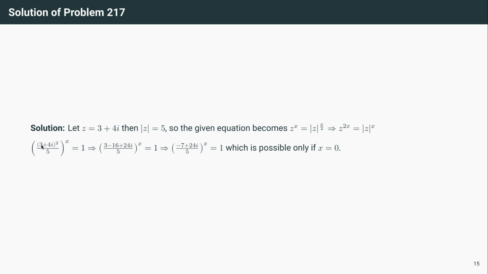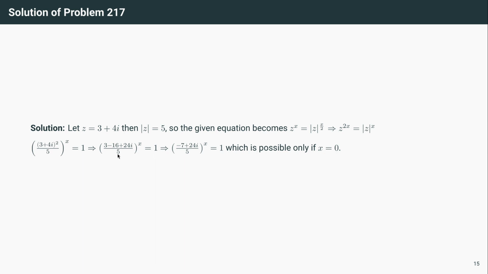So z to the power 2x is (3 plus 4i) to the power 2, to the power x. And we bring mod z to the left hand side, so we divide by 5, and 5 is raised to the power x. That is equal to 1. Now (3 plus 4i) whole square is 3 minus 16 plus 24i by 5. Now this whole to the power x. Now this becomes minus 7.